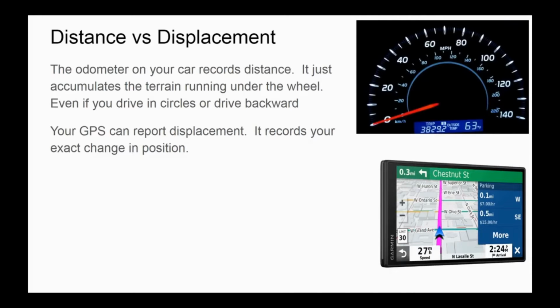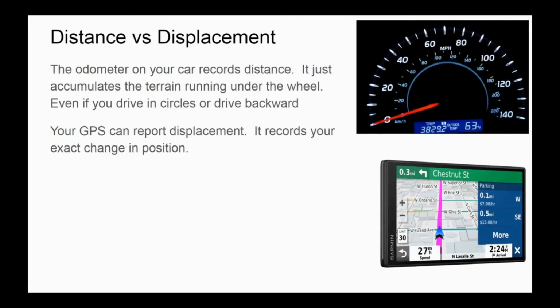Distance versus displacement. Your car has an odometer that records distance. It just accumulates the terrain running under the wheel, even if you drive in circles or drive backwards. You cannot get that number to go down. So it's recording the total distance the vehicle has traveled.